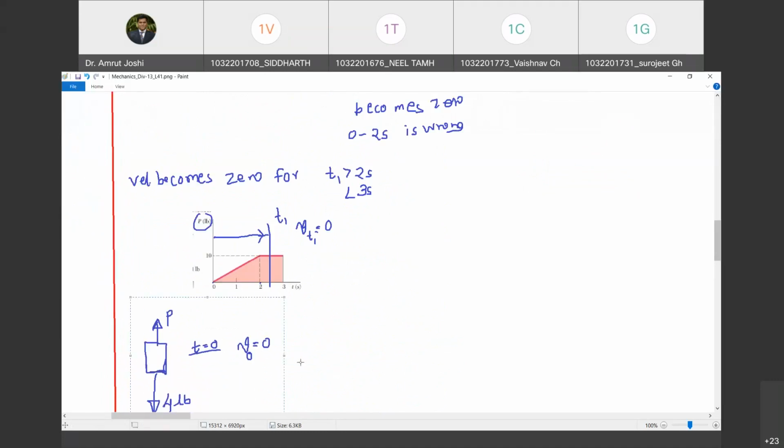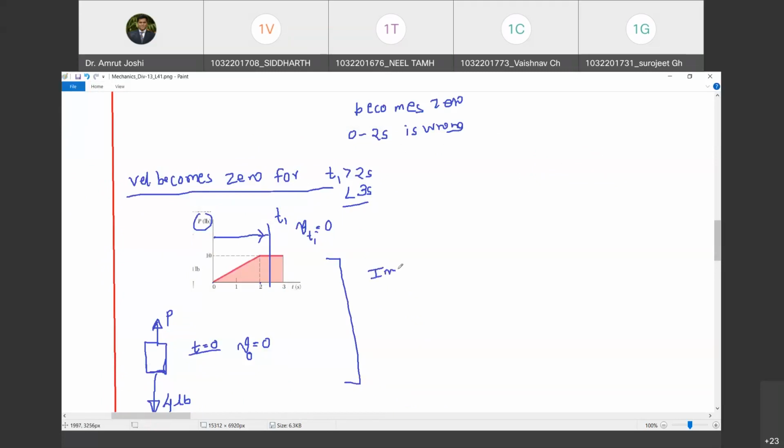तो जरा देखो अभी क्या कंडीशन है. At time t equal to 0 the velocity is 0 and at time t equal to t1 the velocity is 0. Do you agree with me? Yes, sir. Okay. So now we are going to apply impulse momentum principle from 0 to t1.